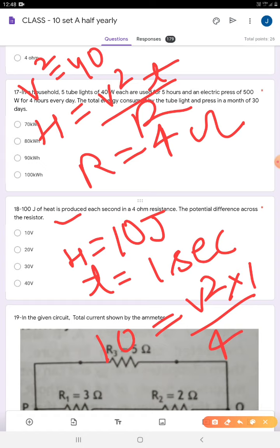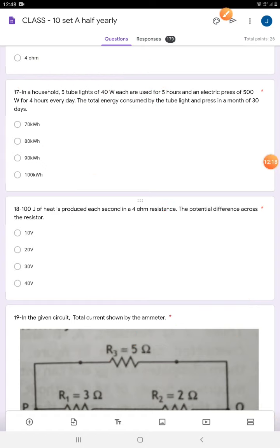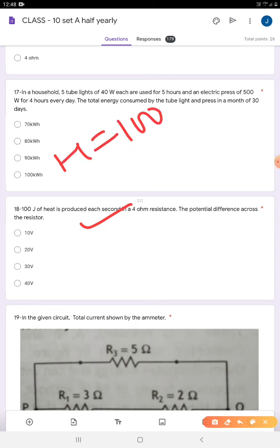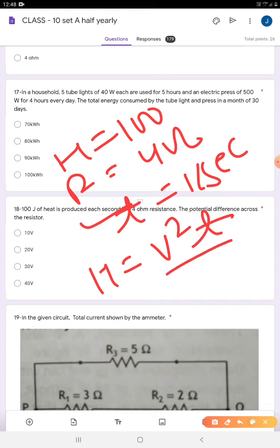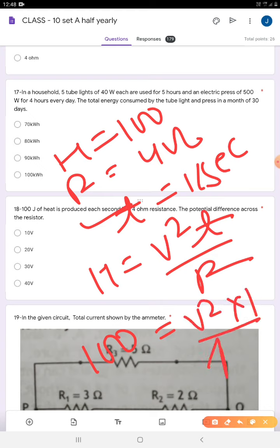Wait for this one. No, V square, let me check again. Wait, H equal to 100, and we have R equal to 4 ohm, time equal to 1 second. Okay, no problem. So H equal to V square T upon R. Write all the values here. 100 equal to V square into 1 upon 4.